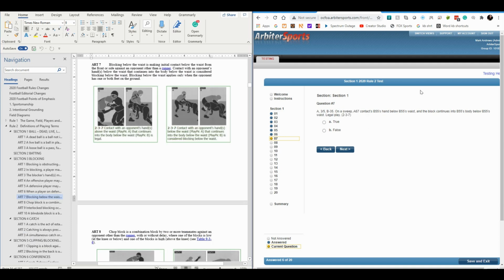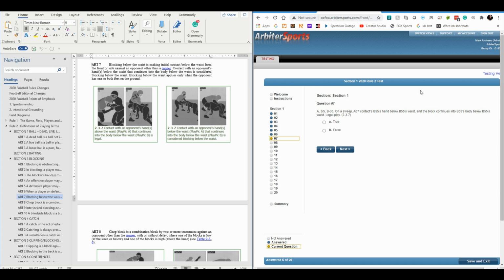Okay, question number 7. A 3rd and 5 at the B35. On a sweep, A67 contacts B55's hands below the waist. So this is an offensive blocker contacting a defensive blocker. And, guys, we miss this one a lot because we watch Saturday football, we watch Sunday football. These kind of blocks occur all the time.